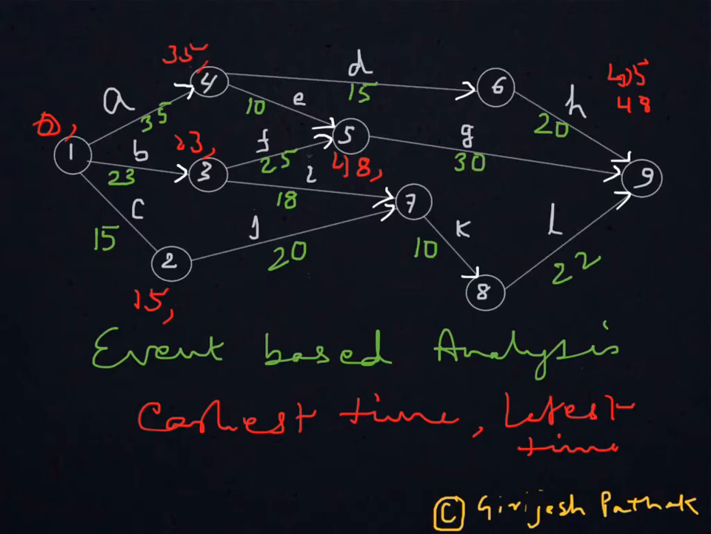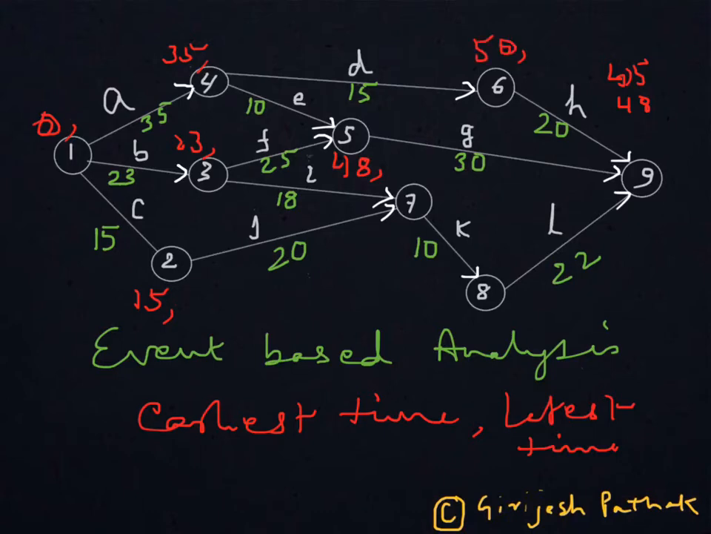Then for node 6, it is easy, only one arrow ending, and D can be started after 35 because it starts from node 4 and takes another 15 days, so 50. 35 plus 15, that is 50. That is the earliest time for node 6.